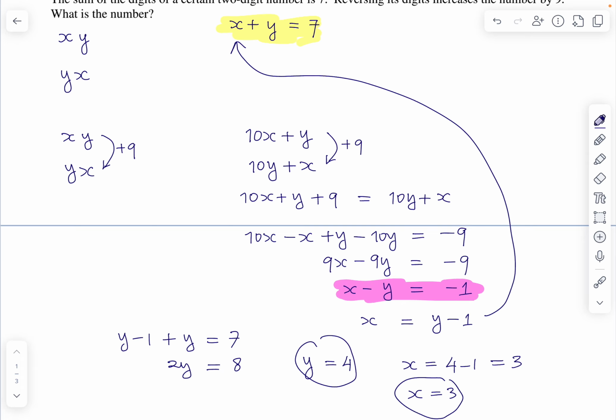So let's check whether this makes sense. Is it really true that when I have xy, so 34, the two digits, when you add them, 3 plus 4 is 7, so that's correct. That is the first sentence. And then if I reverse the digits, 43, is it true that it increases by 9? Yes, it is true. So then we know our solutions are correct.